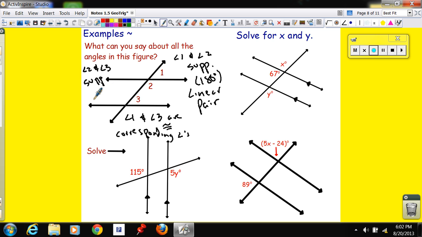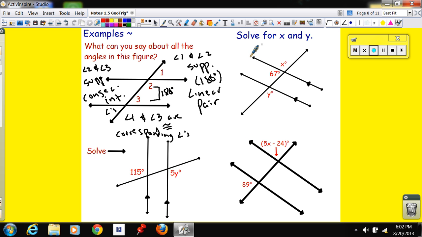Those two have a special name. They're called consecutive. I'm going to abbreviate consecutive interior angles. So consecutive interior angles would be 2 and 3. These two together make 180 degrees. 180, not 186.